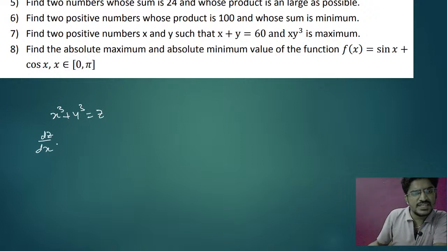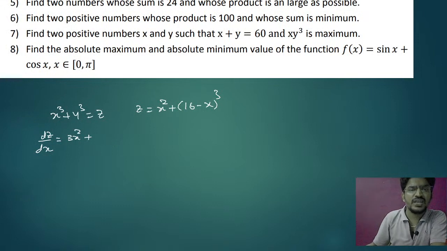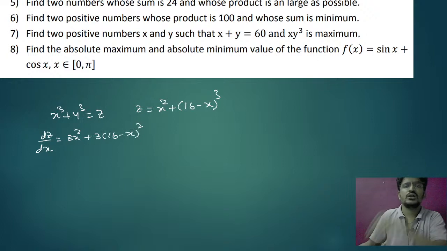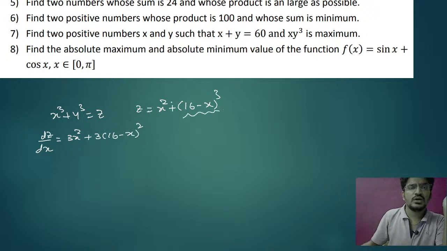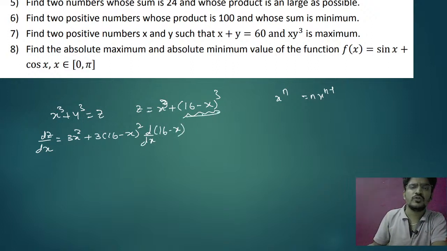What you will get? dz by dx equal to 3x square plus, in the place of y what you have? z equal to x cube plus (16 minus x) whole cube. Okay, no problem. If I differentiate this, it will be 3 into (16 minus x) whole square, because here you have to use the x to the power of n formula, that is n into x to the power of n minus 1. But here again you have 16 minus x, that you have to differentiate again. You have to apply chain rule for this.